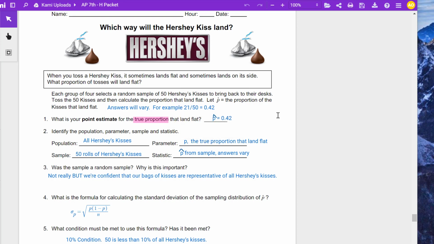That's one of the hard parts of the inference sections: we have symbols for things that look similar, and they're for similar things, but not for the same things. Point estimates will have this little hat on top. The population is all Hershey's Kisses, and we had 50 rolls of Hershey's Kisses. P is the true proportion that land flat, and p hat is from the sample from each table.